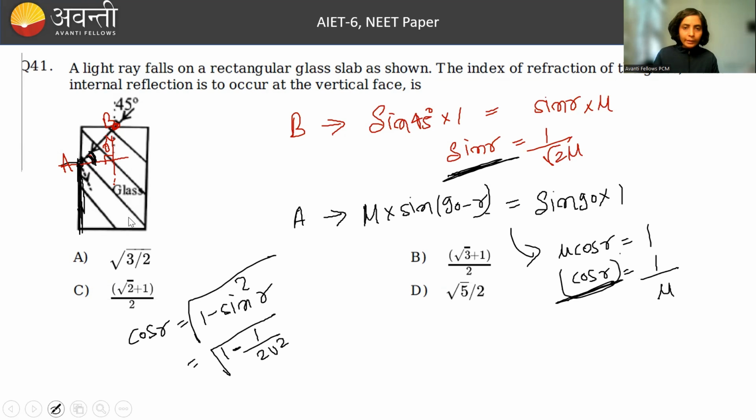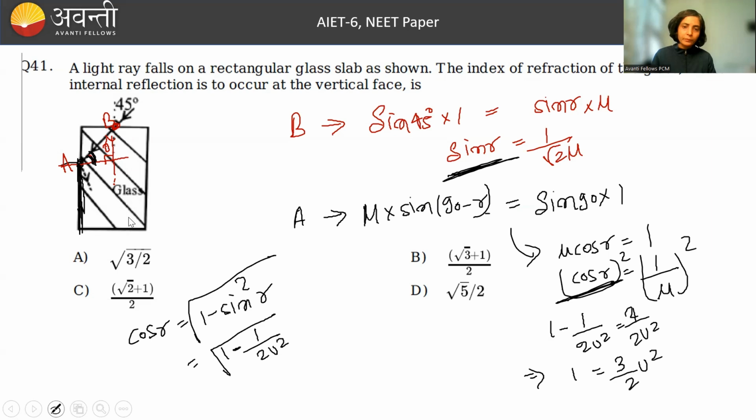Now you do one thing, square it and also square it in this equation. So cos square r will be equal to 1 minus 1 by 2 mu square, equal to 1 by mu square. Now we can easily solve it, right? So this will become 1 equal to, you write here, 3 by 2 mu square. Done. Sorry, be careful, mu square is at the bottom. So mu square is equal to 3 by 2, and mu will become root under 3 by 2. So the correct answer is A. Okay.